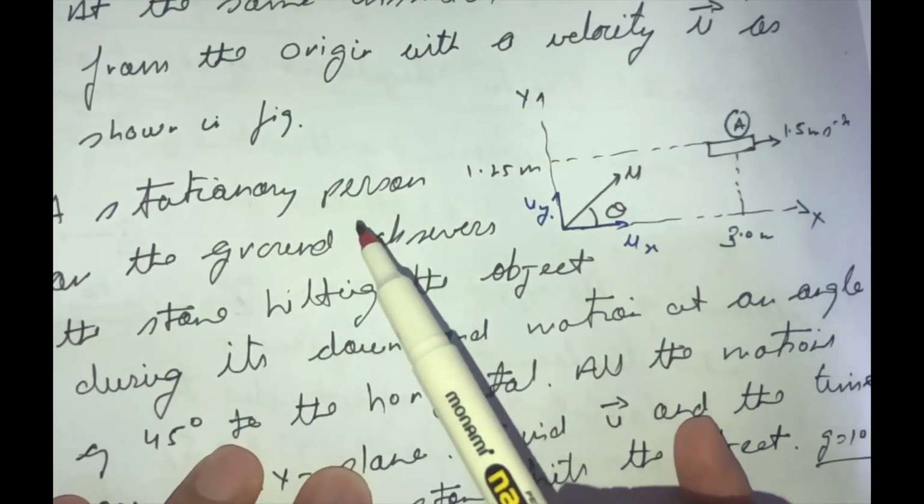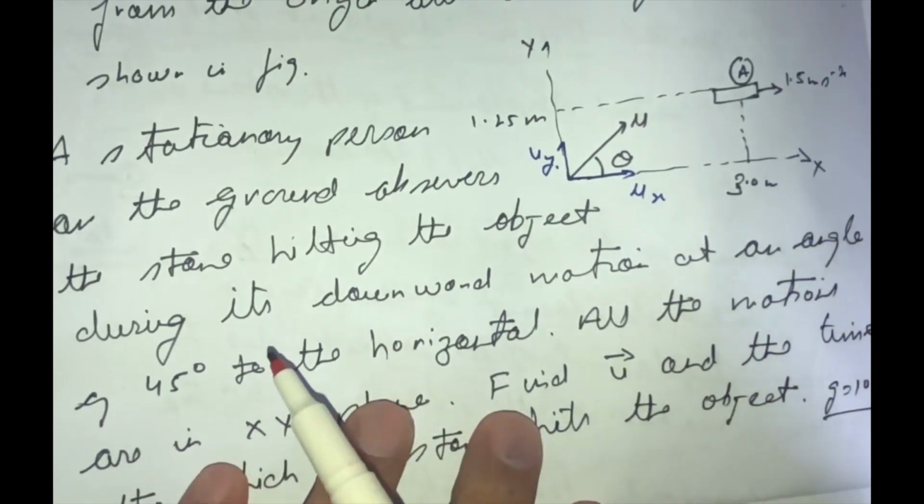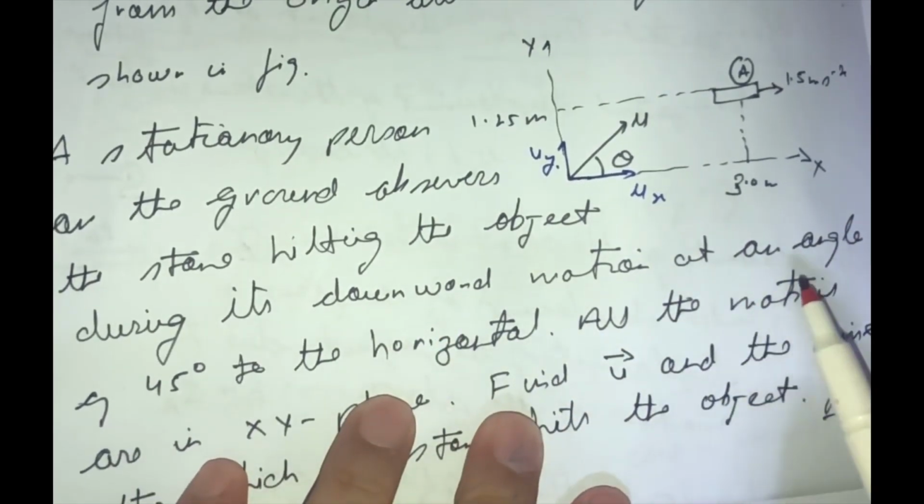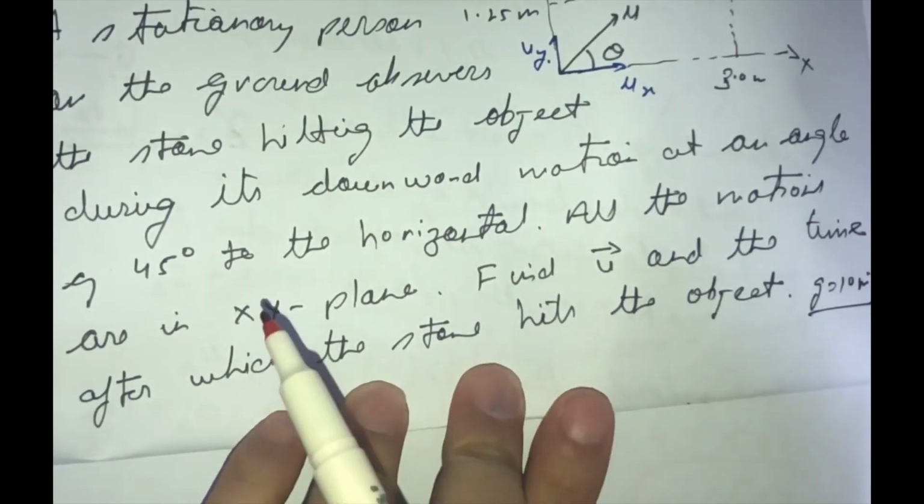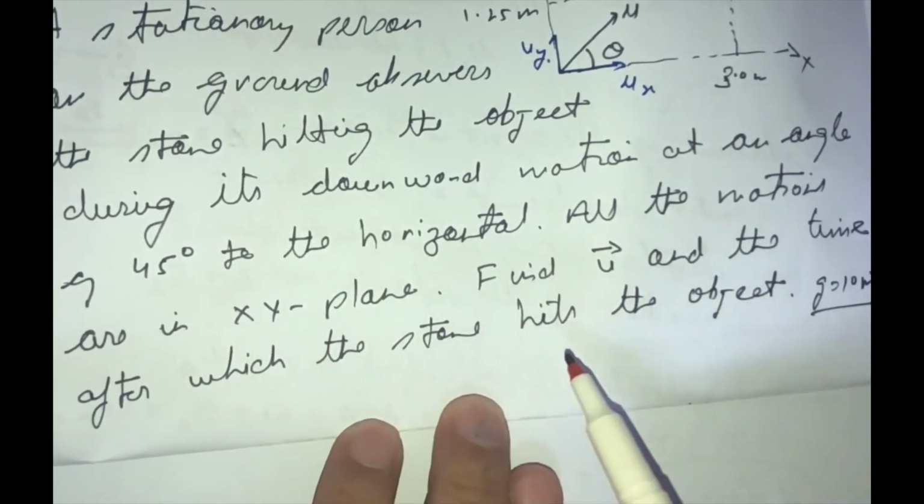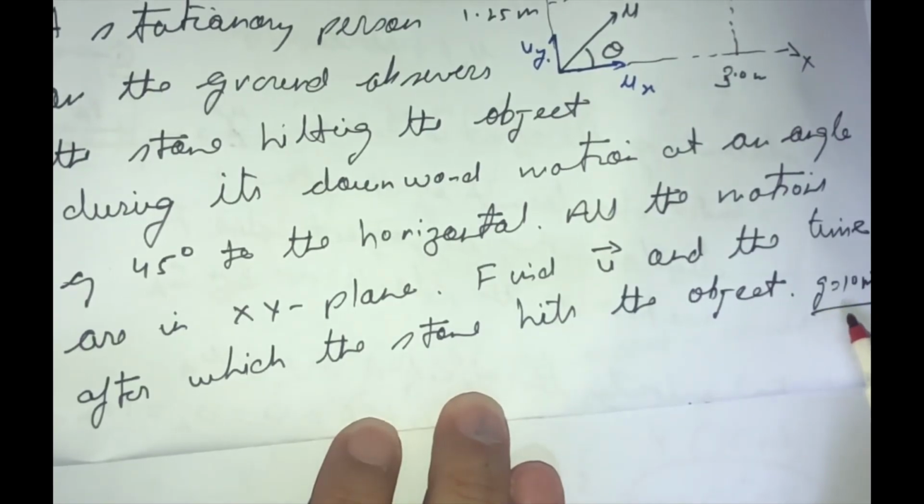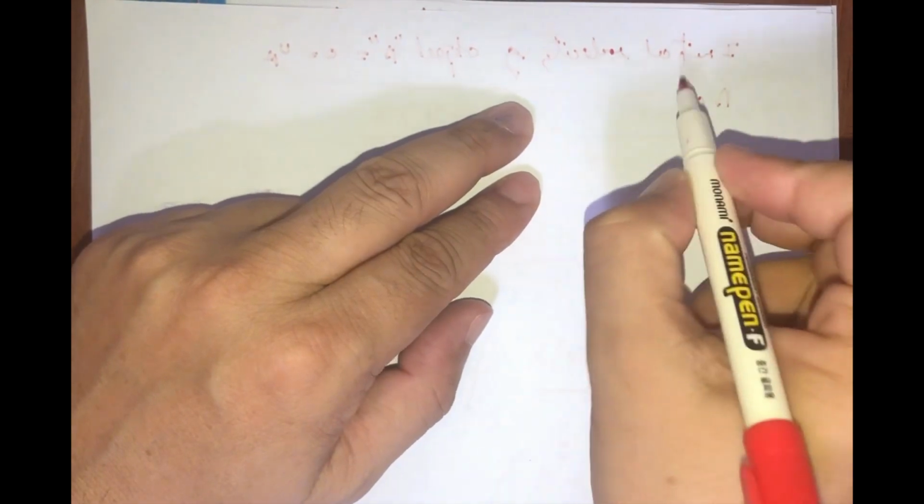A stationary person on the ground observes the stone hitting the object during its downward motion at an angle of 45 degrees to the horizontal. All the motion is in xy plane. Find the initial velocity vector u, and the time after which the stone hits the object, taking g as 10 meter per second square.